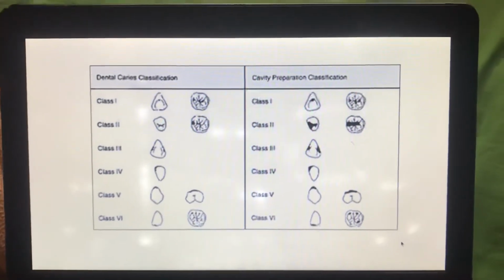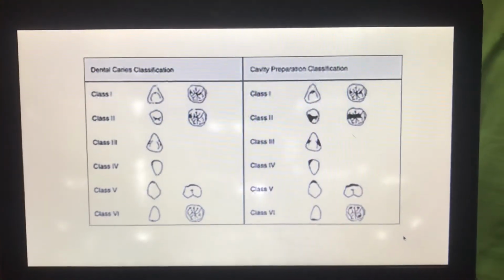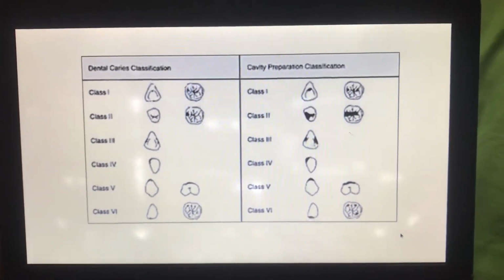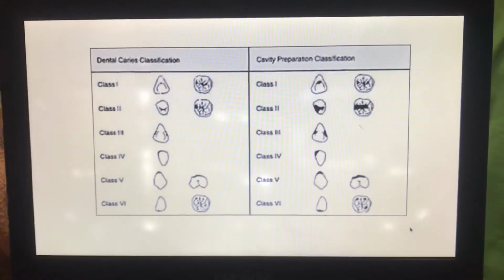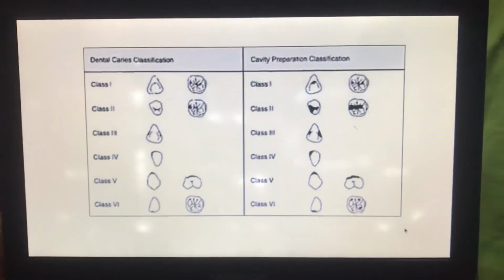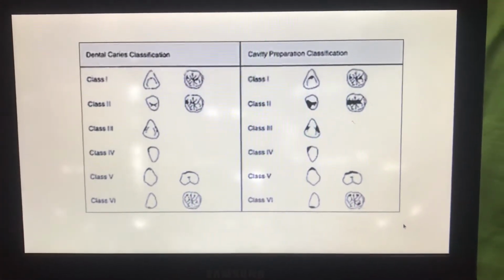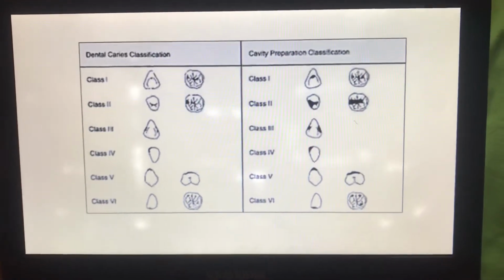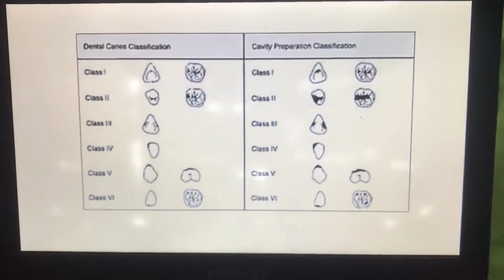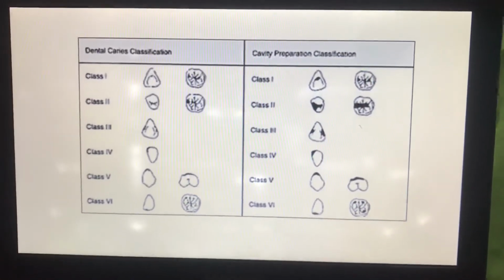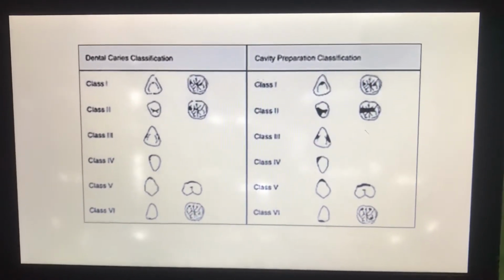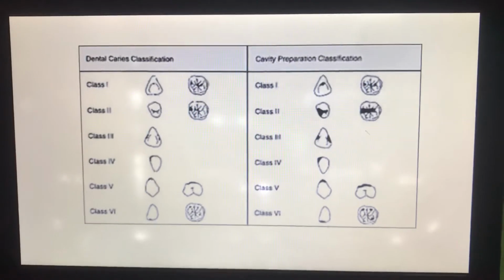So here are two charts showing the dental caries classifications and cavity preparation classifications. I want to talk about the different cavity classifications and the types of materials that are typically used for each class. I mentioned class 1 in the previous slide, so I'll start with class 2. Silver amalgam or composite is typically used. If the decay is extensive, a gold or porcelain inlay, onlay, or crown might be used.